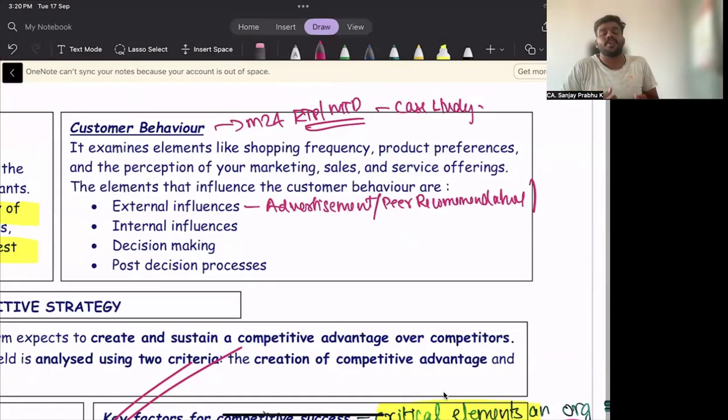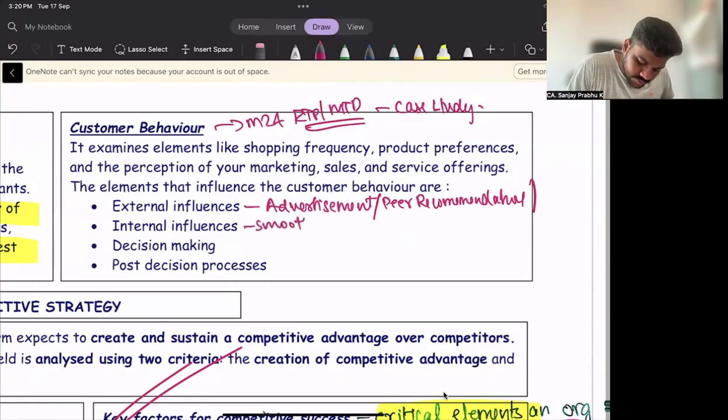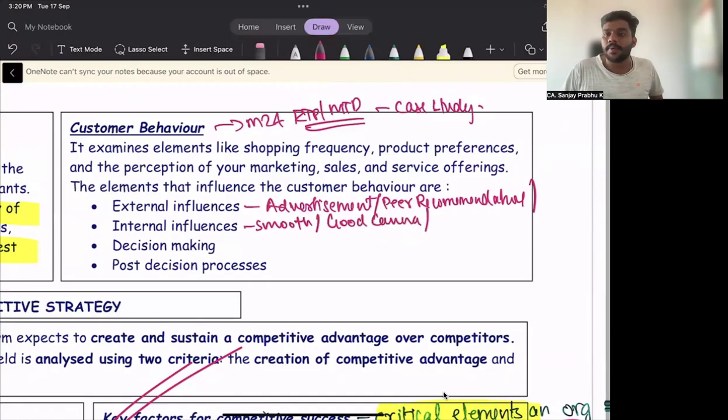Then internal influence. When I am purchasing a product, what am I expecting from that product? For example, I am going to purchase a mobile phone. I need a smooth touch, a good camera quality, storage space, RAM, ROM. All these things are the internal influence.